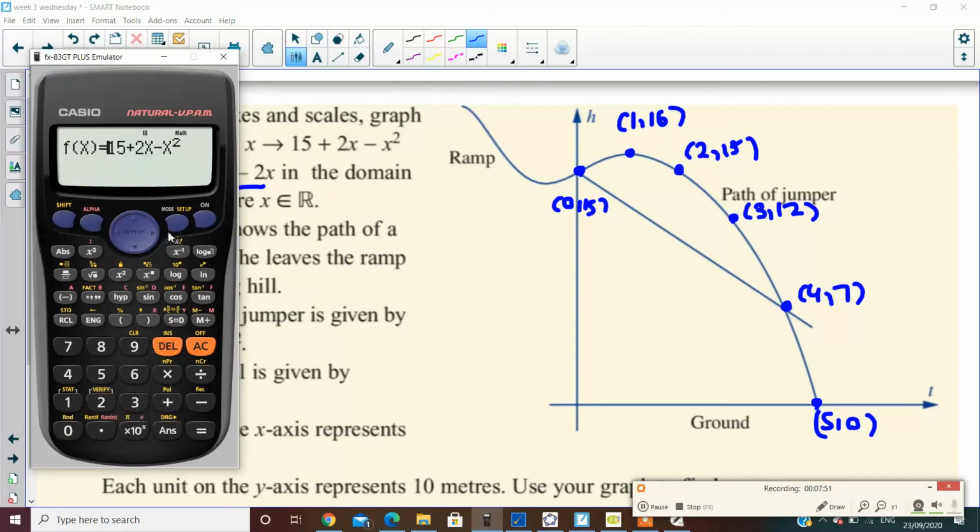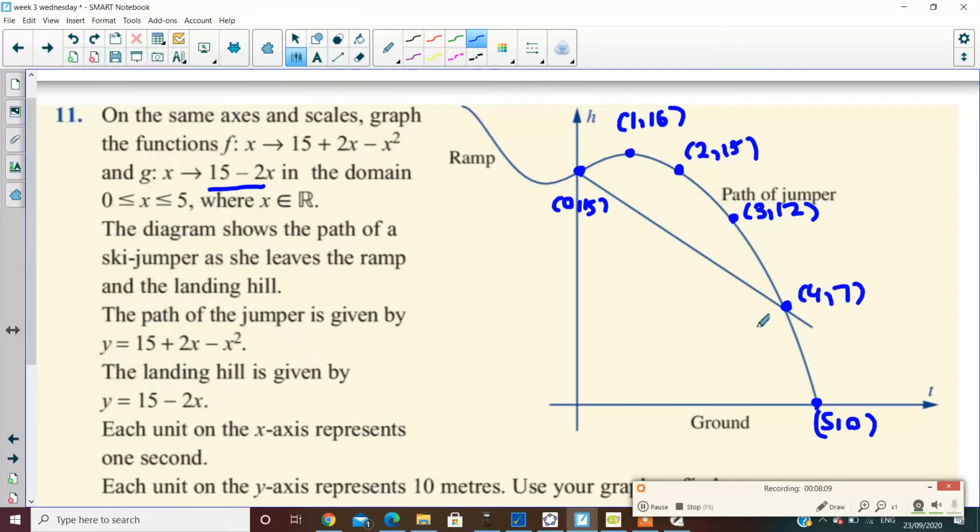Use your calculator and put in 15 minus 2x this time. 0 to 20 again, step of 1. It starts off at 0, 15, and at 4, 7. So we have the two points of intersection now, don't we? 0, 15 and 4, 7.